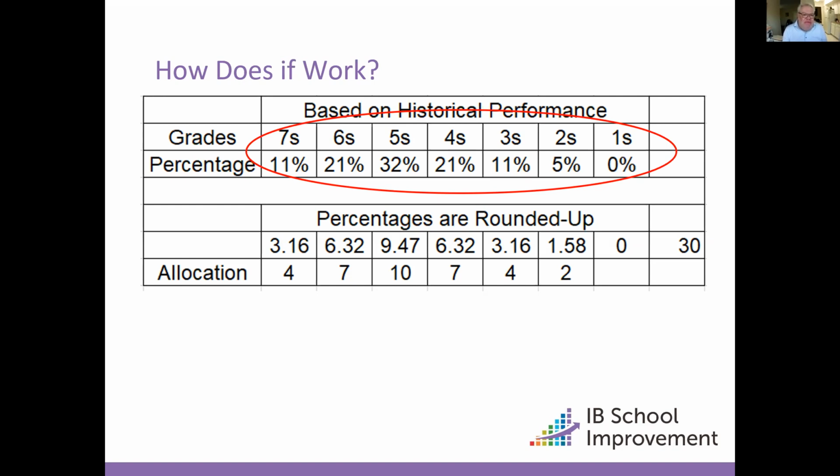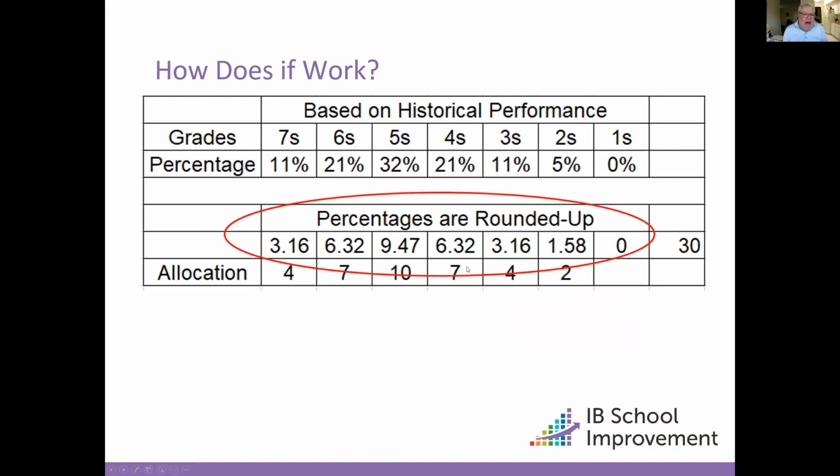Historically, 11% of students have earned a 7, 21% of students have earned a 6, 32% have earned a 5, and so on. What IB will then do is look at the number of students you have currently enrolled, scheduled to take the exam. They will then apply those percentages.